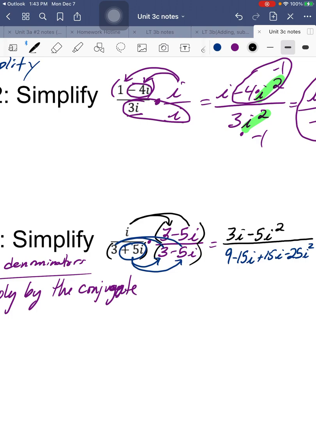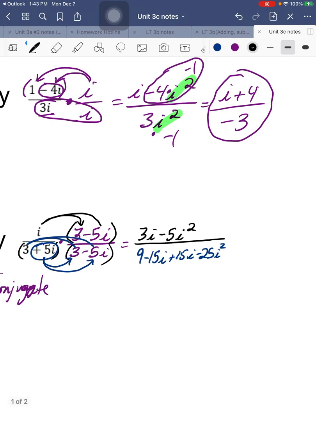After you multiply, the next step is always to simplify. So let's check out in the numerator what we can simplify. The only thing I can see is the i squared. What does the i squared equal? It equals negative 1. So negative 5 times negative 1 equals positive 5, so plus 5. I just copied the 3i down from the first part of the problem.